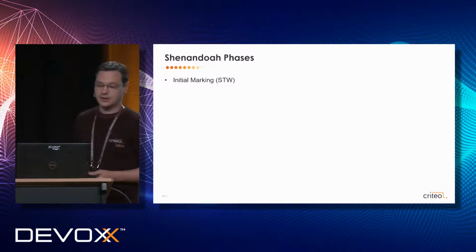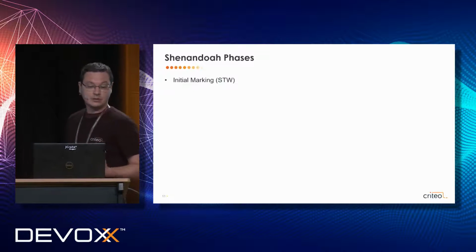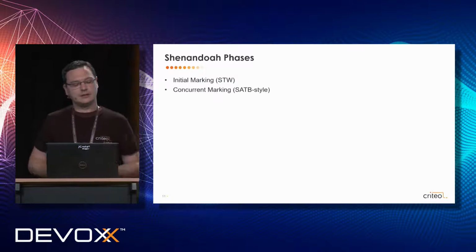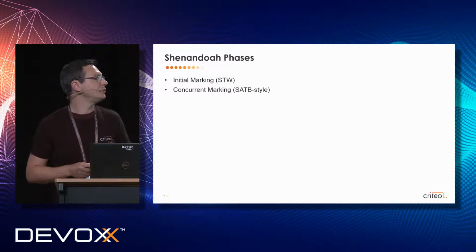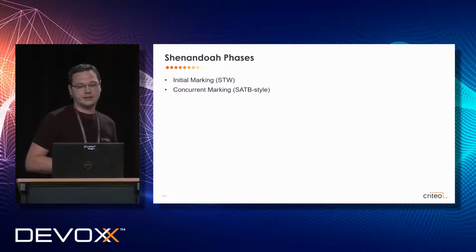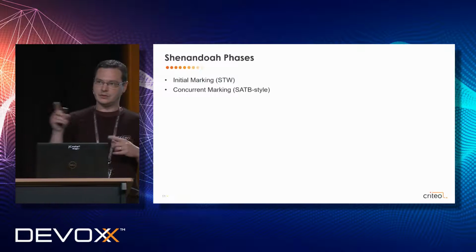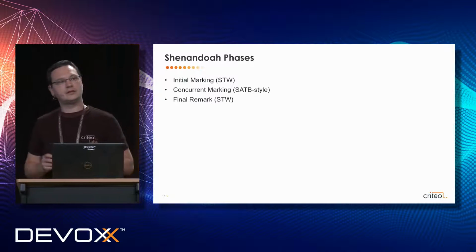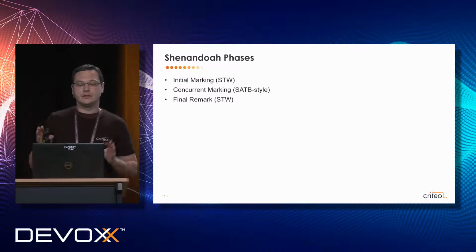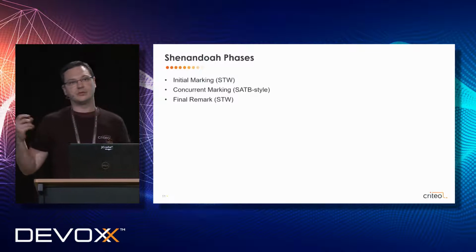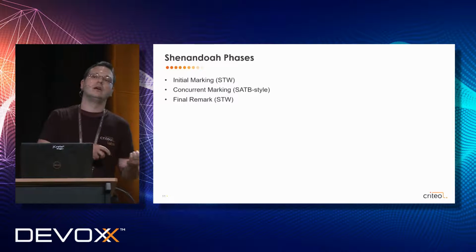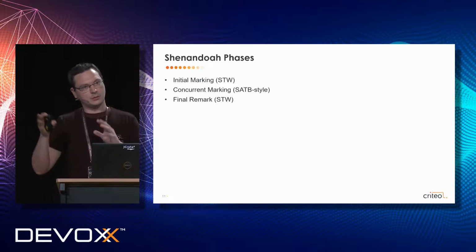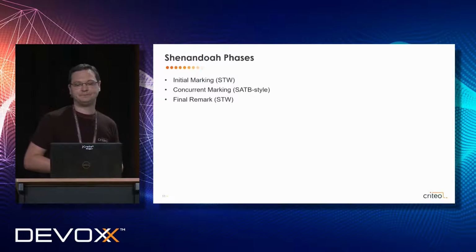The phases of Shenandoah: we start with an initial marking, that is stop the world. So we just scan the GC roots, and then the concurrent marking that we'll see just before, with the SATB style, snapshot at the beginning, to resolve all the issues during the marking. Then you have the final remark, and this is stop the world. In this phase, we'll catch up all the references that were included by the pre-write barrier, and the modifications of the object graph during the concurrent marking.